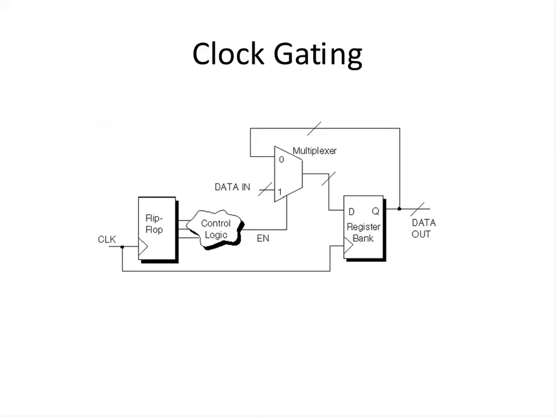So let's look at a register bank. This register bank might have 10 registers, 8 registers, 16 registers, any number, so it has multiple flip flops. Data out goes to a mux, data in goes to a mux. Whenever enable is 1, the load enable, a new data value is loaded here. Whenever enable is 0, this keeps cycling with the same value. This enable would be generated from a control logic which is working on the same clock as the register bank. So this is a very typical circuit that is a candidate for clock gating.